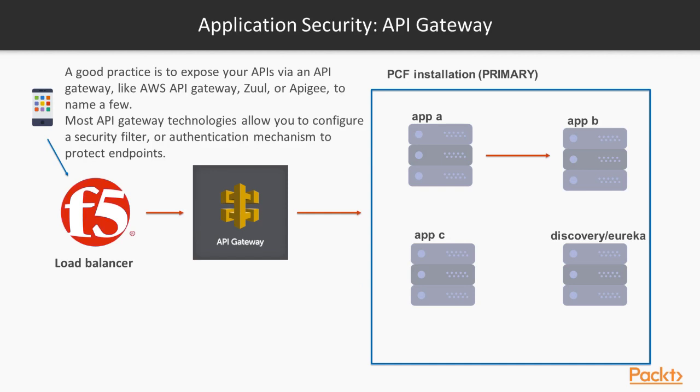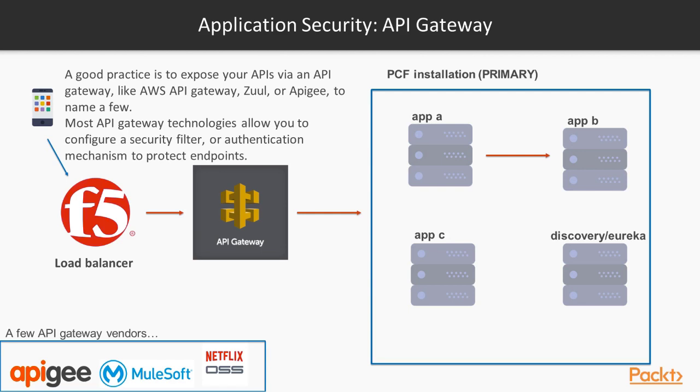It's a good practice to expose our APIs via an API gateway, like the AWS API Gateway, Zuul, or Apigee, to name a few. Those are some API gateway products. There are fully managed API gateways, and there are self-install on-premises API gateways. Zuul is an open source, free API gateway or edge service that you can install yourself, or you can buy a proprietary product like Apigee that you can install on-prem, or you can use the fully managed service.